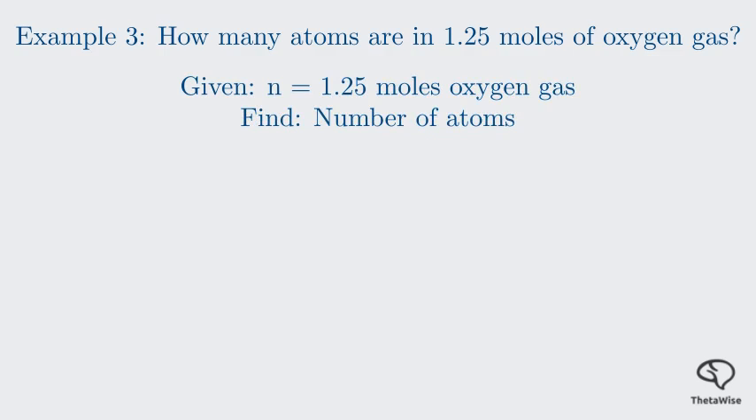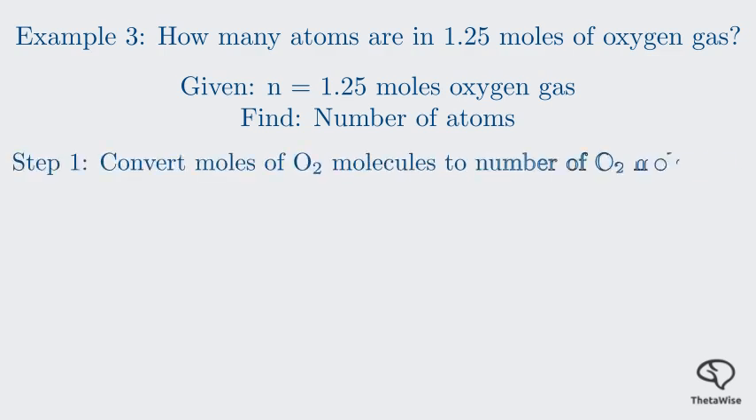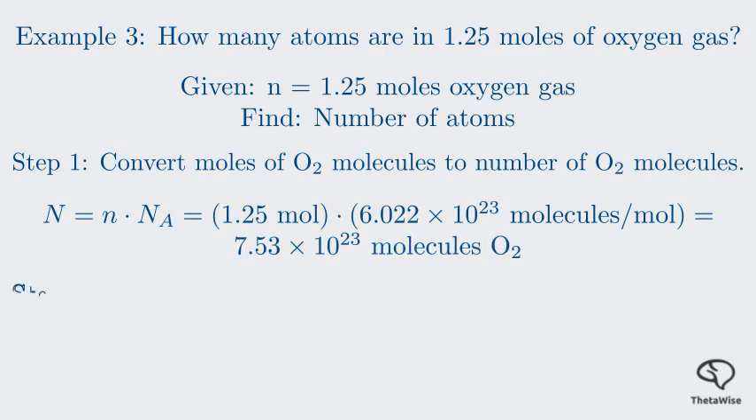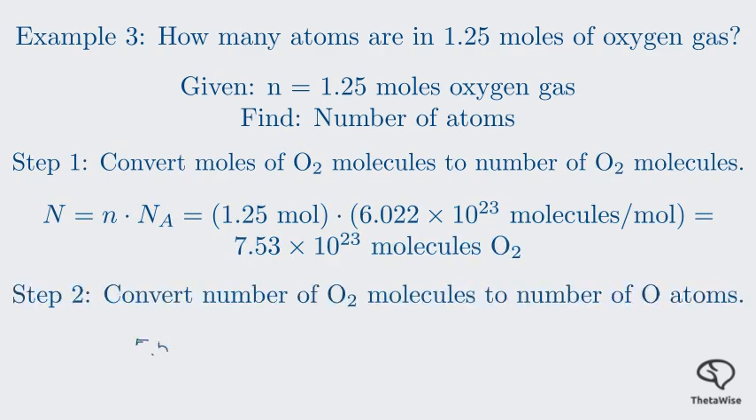This problem has two steps. First, we'll find the number of O2 molecules, and then we'll use the chemical formula to find the total number of atoms. Step 1. Convert moles of O2 molecules to the number of O2 molecules. We multiply 1.25 moles by Avogadro's number. This gives us 7.53 times 10 to the 23 O2 molecules.